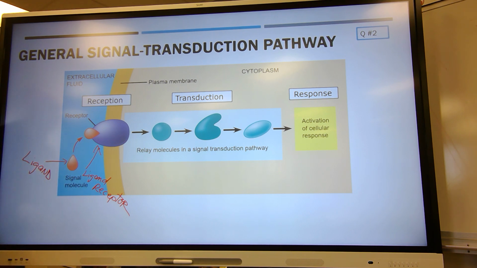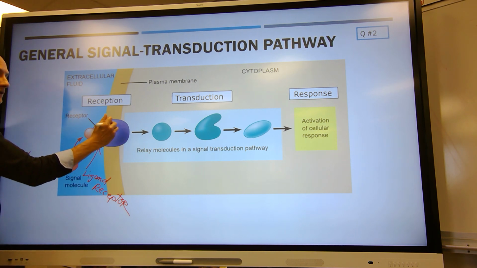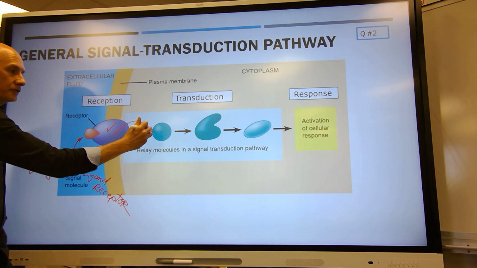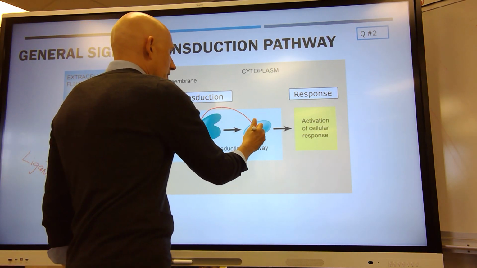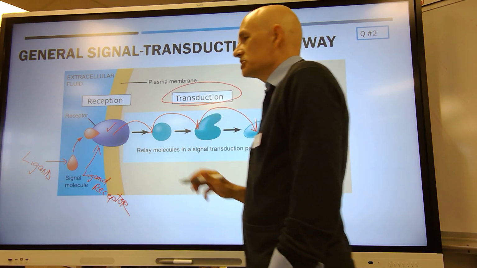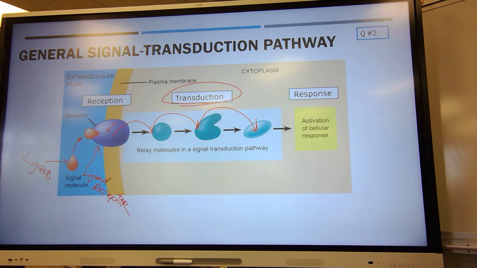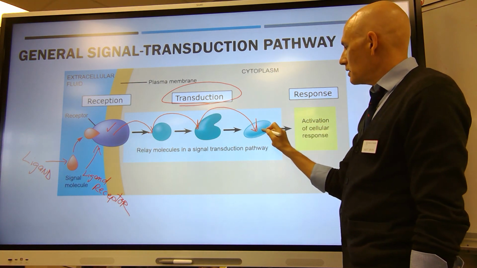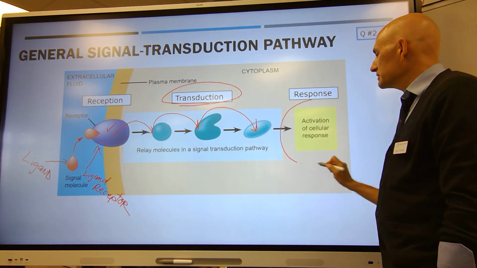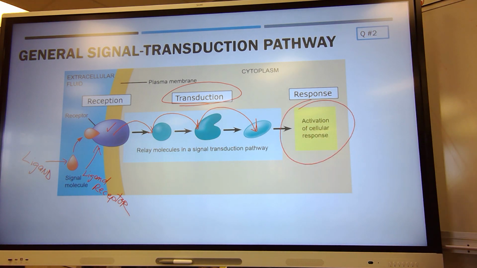Once this happens, this is going to then activate a molecule, which will activate a molecule, which will activate a molecule. That's the transduction. It's just passing the baton, like sending the signal down through a series of proteins. And then the final molecule will then cause some type of cell response.